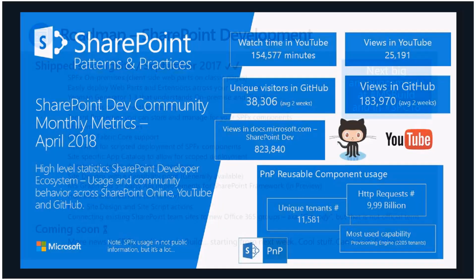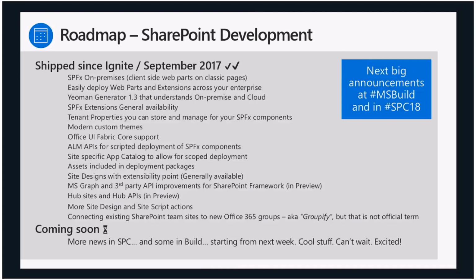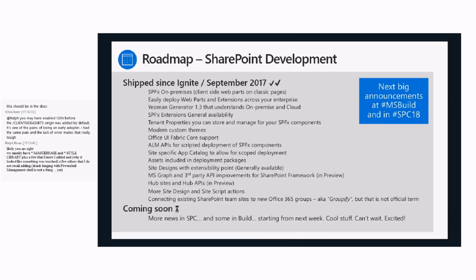Now, a quick update on the roadmap. Basically, everything we promised to deliver at Ignite in this developer roadmap has now pretty much been delivered, at least in preview. Certain capabilities, like Azure AD and Graph access from SPFx, are still in preview, so they haven't GA'd yet. The latest thing going live in preview, at least, is the Groupify.